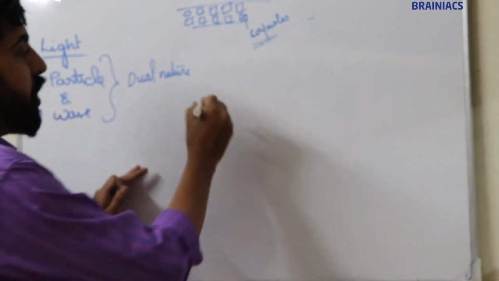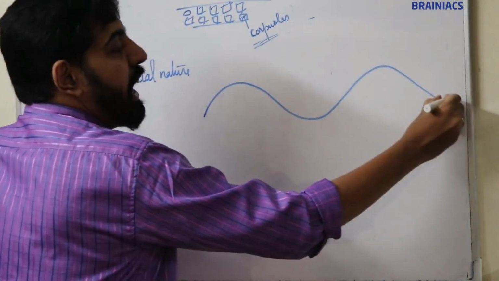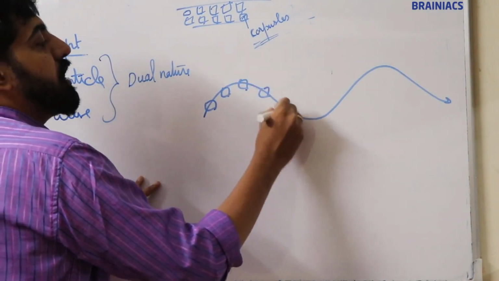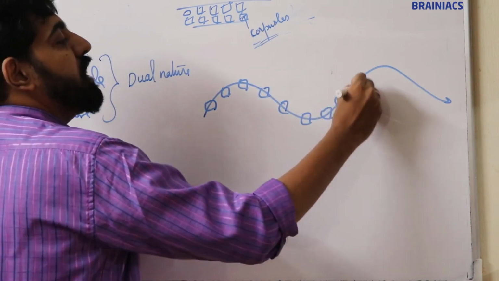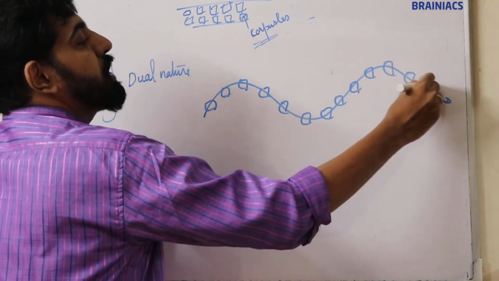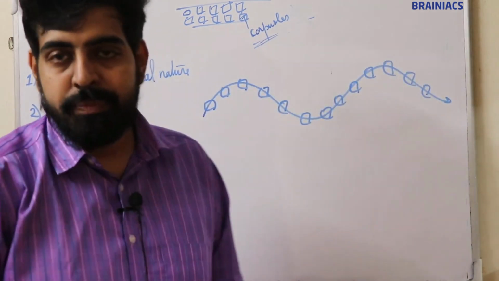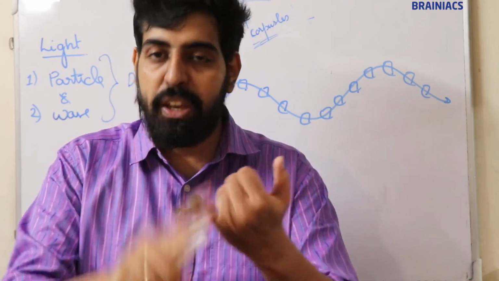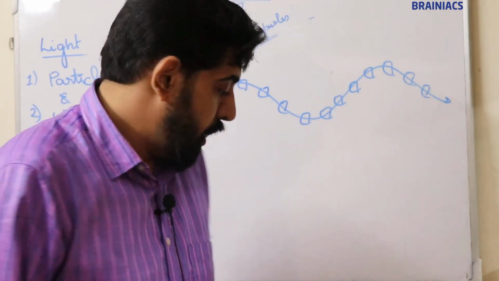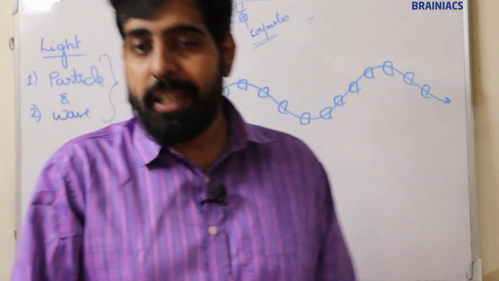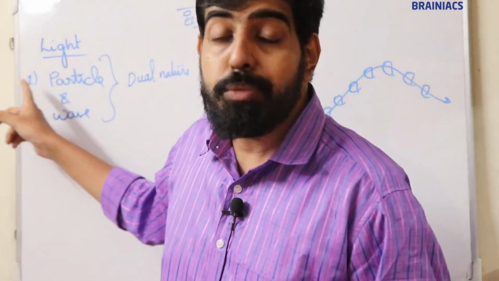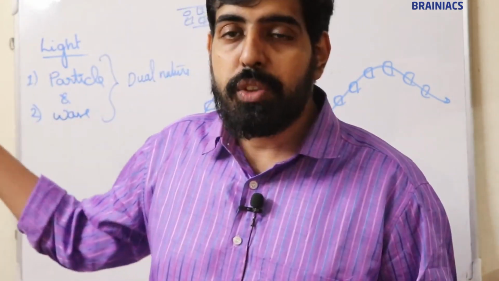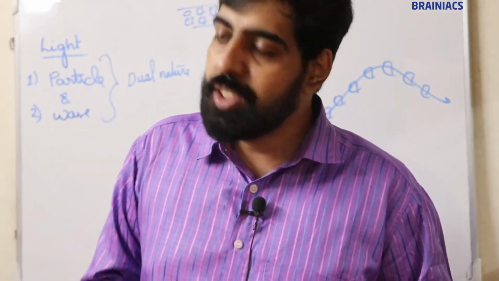That means light always travels in the form of waves, and they contain particles. They possess particle nature. So light possesses wave nature as well as particle nature. I think it's clear. So light possesses dual nature. Wave nature of light was first proposed by Christian Huygens, and particle nature was first proposed by Newton, Sir Isaac Newton.